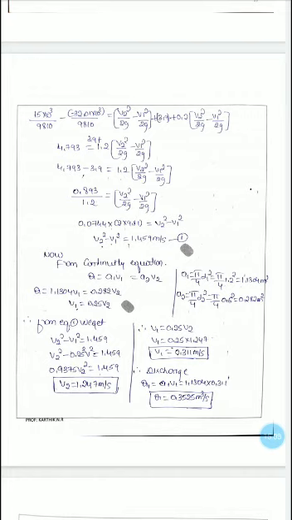Since the question asks to find the discharge, we can find Q is equal to A1 into V1 or A2 into V2. You can use any one. Therefore, I'm substituting Q is equal to A1 V1. We are going to get Q as 0.3525 meter cube per second.